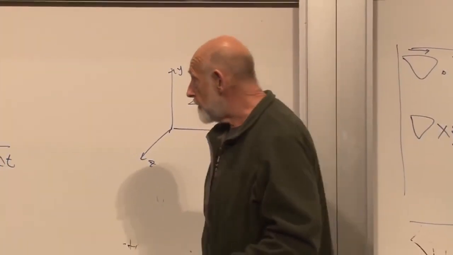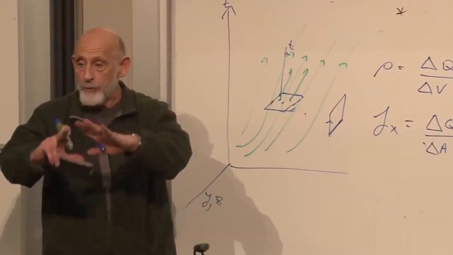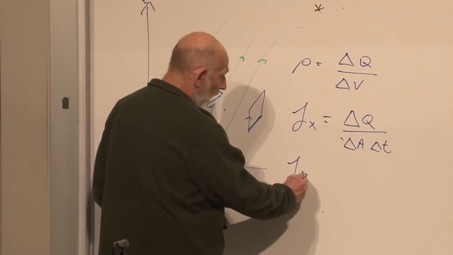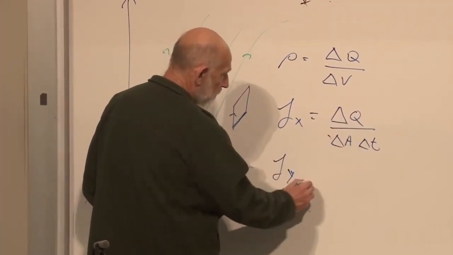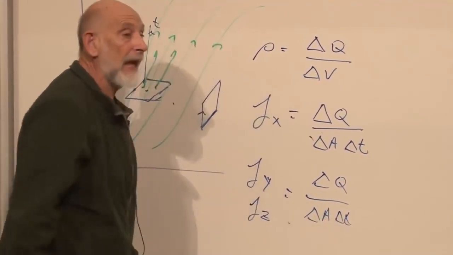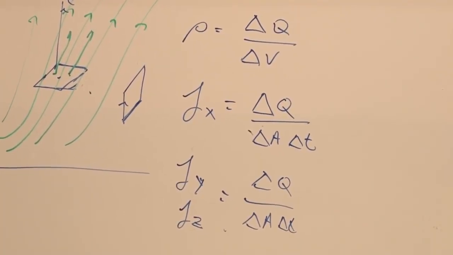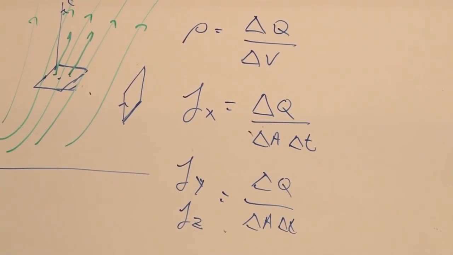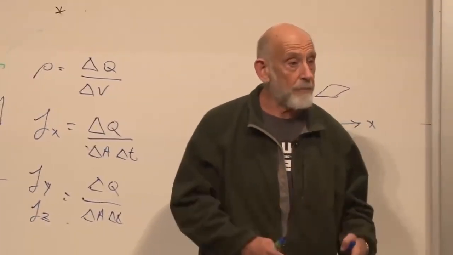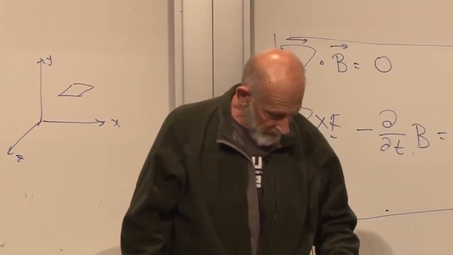Okay. What about Jy and Jz? Jy and Jz are the same thing. The amount of charge per unit area per unit time passing through a window perpendicular either to the y direction or the z direction. So there's J sub x, J sub y, and J sub z. The formula is the same, delta Q over delta A delta T, except delta A is a little window perpendicular to either the y or the z axis. That's the definition of J. And in fact, Jx, Jy, Jz, and rho form a complex of things which in fact are a 4-vector. We'll see why I say they're a 4-vector soon enough, but they are a 4-vector.